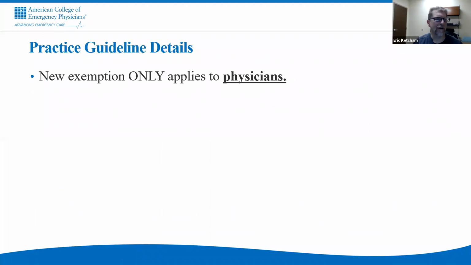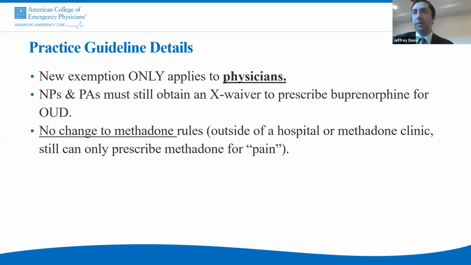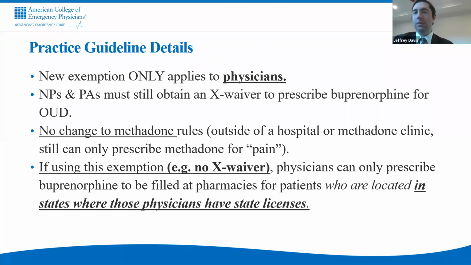So these are the details. First of all, this exemption applies only to physicians. NPs and PAs still have to obtain an X-Waiver to prescribe buprenorphine for opioid use disorder. There's no change to anything involving methadone. That still can only be used to treat opioid use disorder in a specialized clinic or while the patient's in the hospital. You can only prescribe it for pain if you want it to be filled at a pharmacy. If you're using this exemption, in other words, if you don't use an X-Waiver to prescribe buprenorphine, physicians can only prescribe buprenorphine to be filled at pharmacies where that physician has a state license.